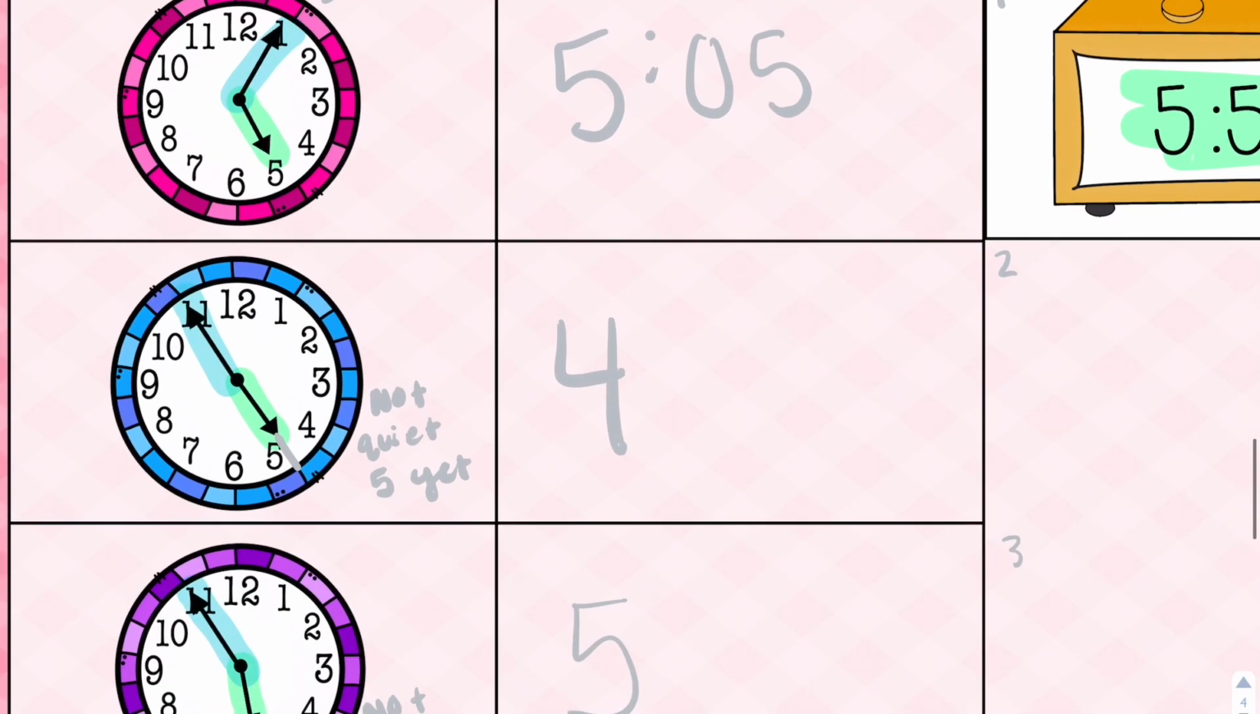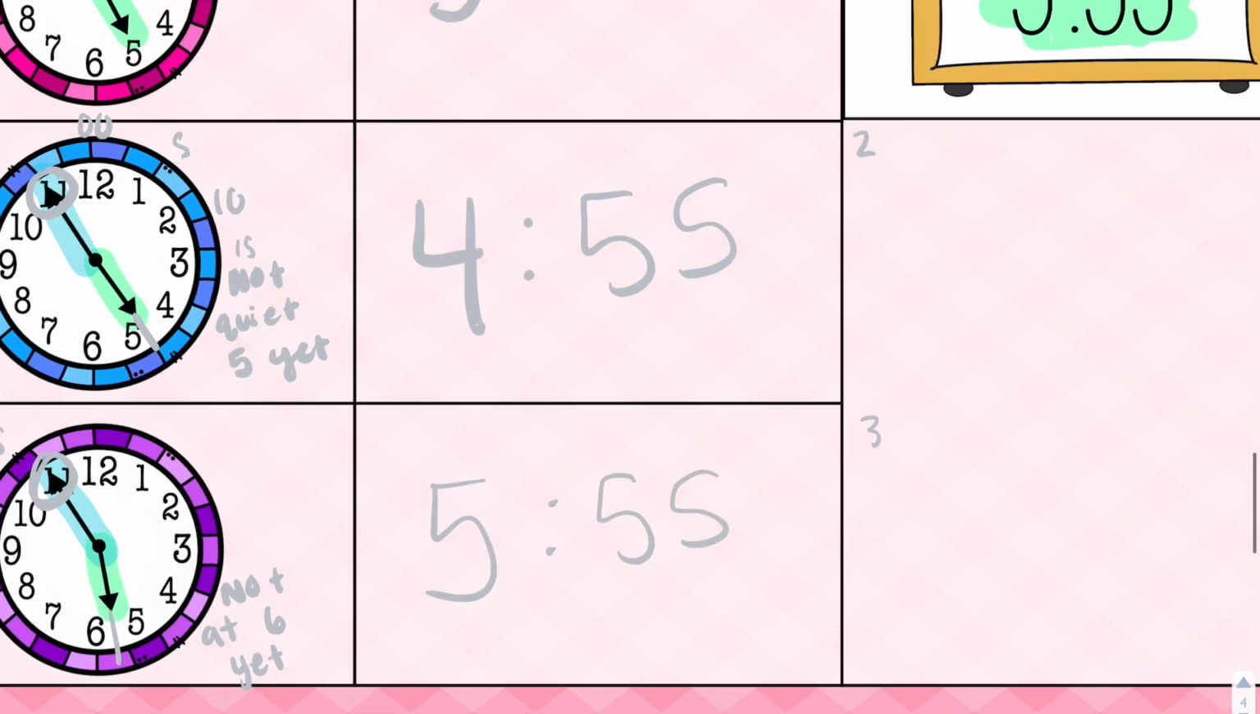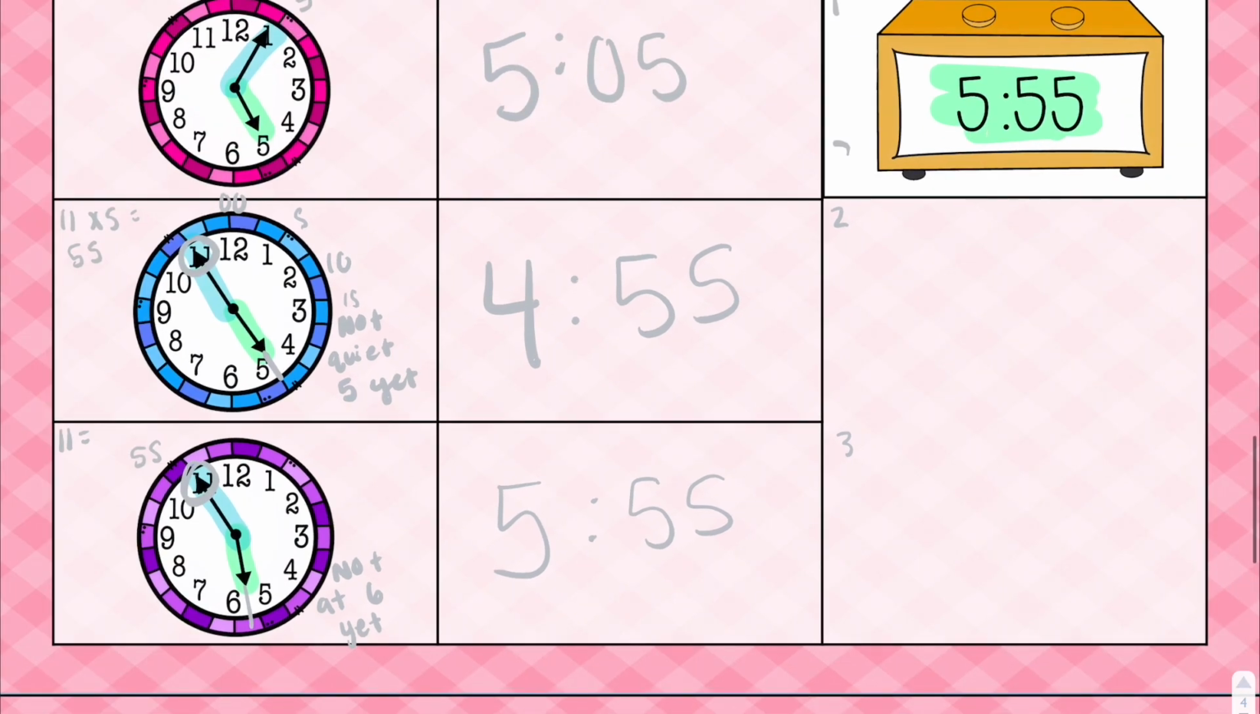The second one is pointing to the 11, so I can go around and label my clock by 5s, or I could do 11 times 5, which is 55. So I know that the time represented on this clock is 4:55. Same thing for my last clock. Since it's pointing to the 11, I know that 11 is equivalent to 55 minutes. So I have 5:55.